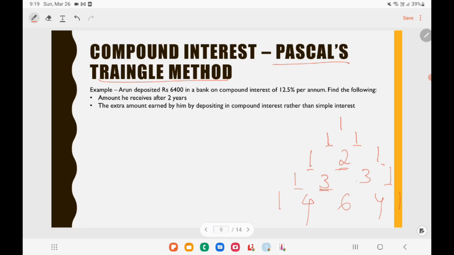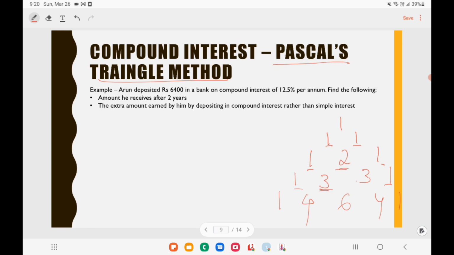So by using this Pascal's triangle, we will be calculating the compound interest, and this is actually a very easy method. So better learn this method than the tree method, because in the tree method, if the number of years is 3 or 4, then it's going to get a little bit complicated. Not complicated, but you will get a little confused. So it's better for you to use this method. I will suggest you to use this method.